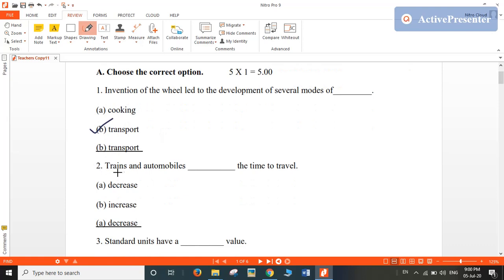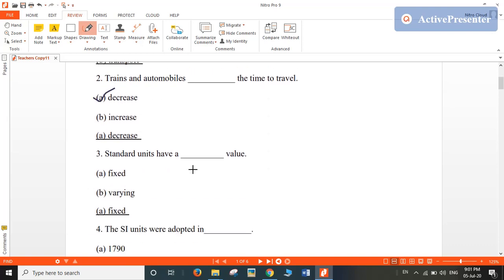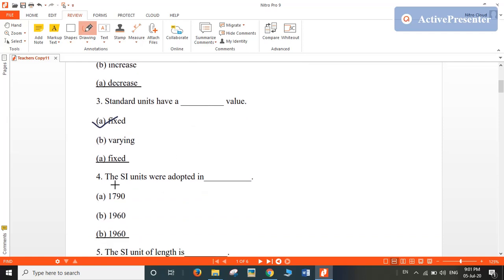Second, trains and automobiles decrease the time to travel. If we go by train or automobile rather than walking, it would decrease the time to travel. So A would be the answer. Standard units have fixed value. So wherever you go, the value of standard units would not change. The SI units were developed in 1960.